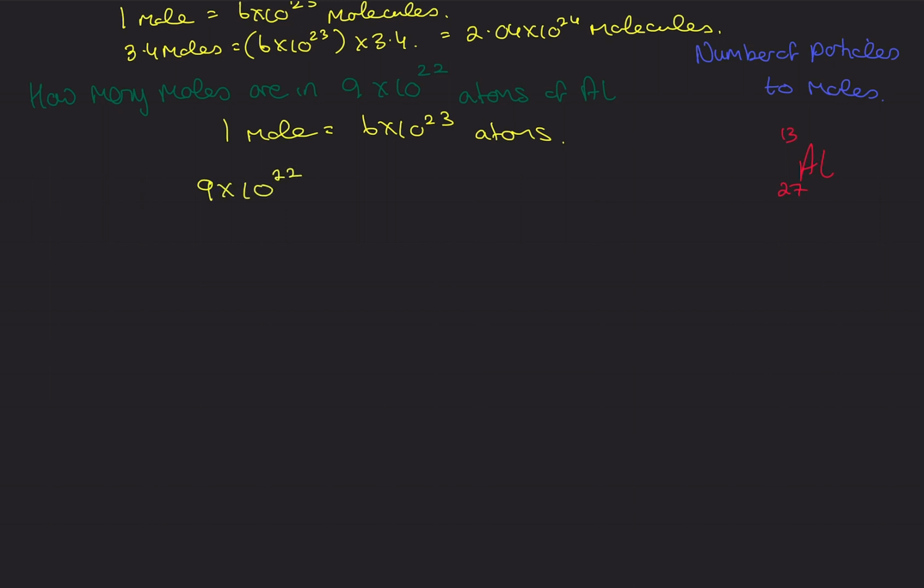9 by 10 to the 22 over 6 by 10 to the 23. And that'll give me how much I am in relation to 1 mole. So 9 by 10 to the 22 by 6 times 3, 0.15 moles of aluminium.